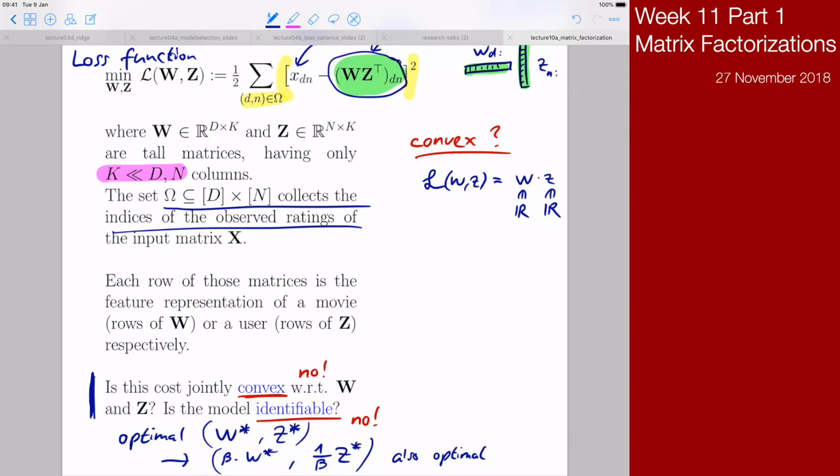Well, it's just a very simple example. But can any one of you see why this one is not convex? How would you try to prove it? So we have seen many definitions of convexity. So maybe there are different ways of proving it.